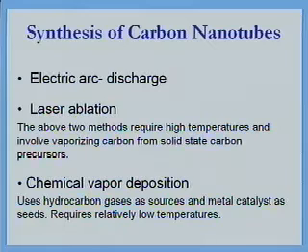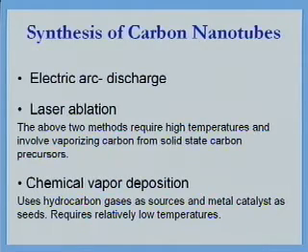The other is laser ablation, in which instead of applying high currents, you use a high intensity laser and thereby vaporize the carbon. These two methods require very high temperatures, anywhere from 1000 to 1500 degrees Celsius, and you vaporize carbon from solid state carbon precursors, mainly graphite rods. The other method in use nowadays is chemical vapor deposition, in which you use hydrocarbon gases and deposit them on metal catalyst seeds, the most common being iron, nickel or platinum. This requires relatively low temperatures, anywhere from 500 to 1000 degrees Celsius.